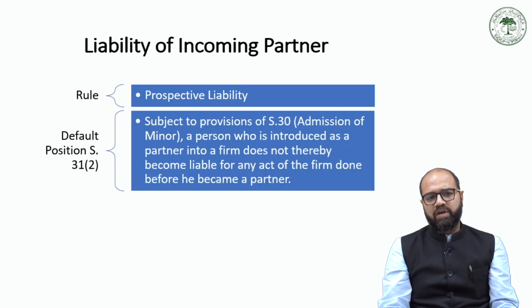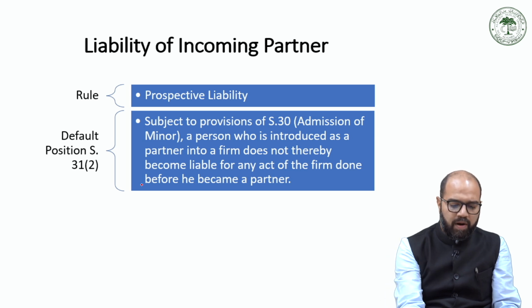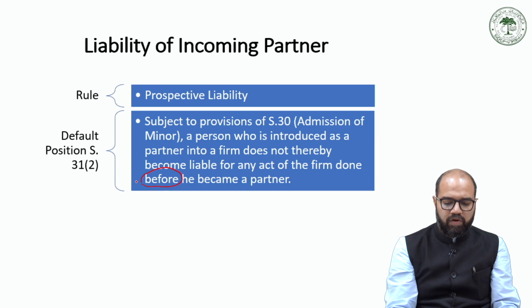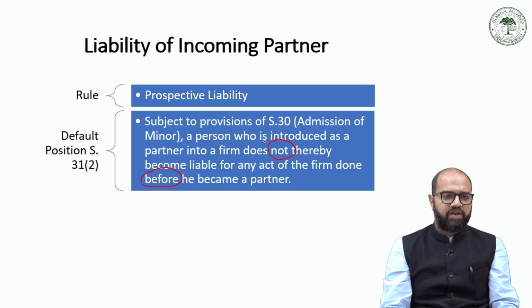Section 31 clause 2 reads as: subject to provisions of section 30, that is admission of a minor, a person who is introduced as a partner into a firm does not thereby become liable for any act of the firm done before he became a partner. So for the term before, there is a negative expression, which means he is not liable for any act of the firm which was done before he became a partner. So this position is very clear regarding prospective liability.